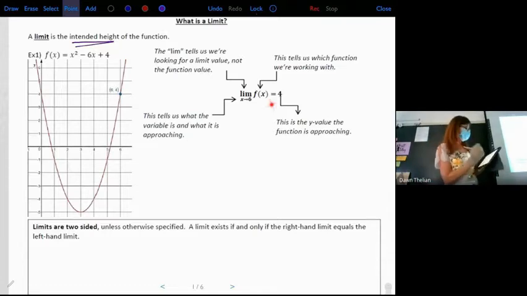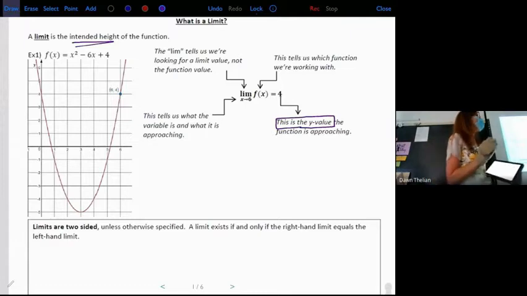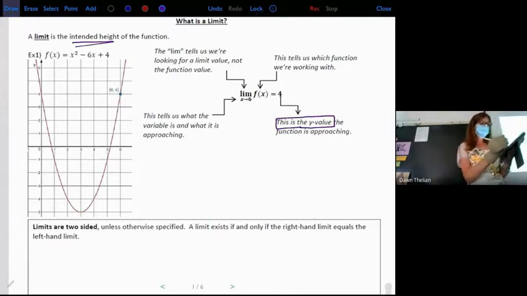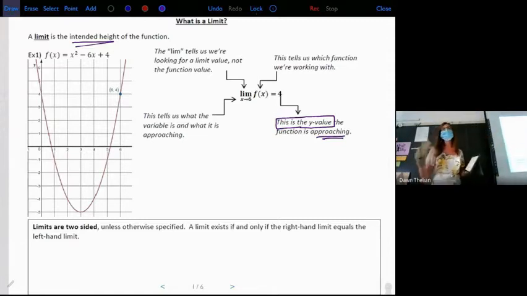And then it's equal to a y value. This is important, that your answer is always a y value. It's the y value that the function is approaching. And we're going to see by the end of today's lesson, the y value doesn't always have to exist there, but it has to be what we're approaching.